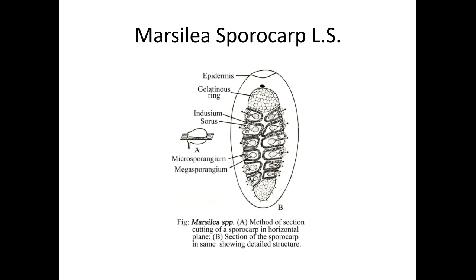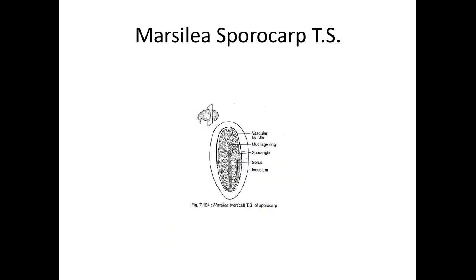Then the Marsilia sporocarp. Marsilia is heterosporous. It produces two types of spores, microspores and megaspores. Microspores are smaller in size, megaspores are bigger in size. Then Marsilia sporocarp TS, the section goes through only the megasporangium within the sorus.